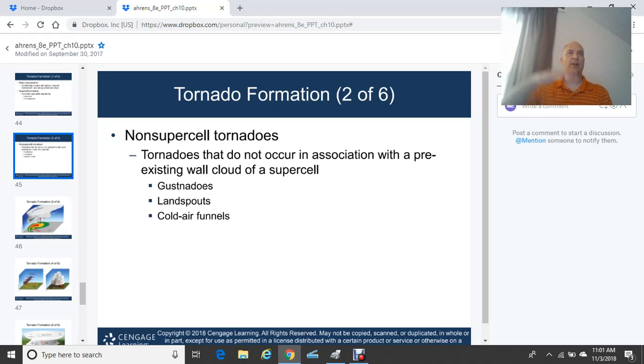It creates a very strong temperature gradient in the vertical, a very large difference in temperature between the ground and, let's say, as an example, 18,000 feet, and you get what's known as cold air funnels. And again, they typically form over relatively warmer water. Very cold air aloft over relatively warmer water will produce cold air funnels.